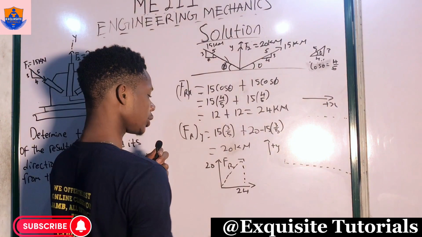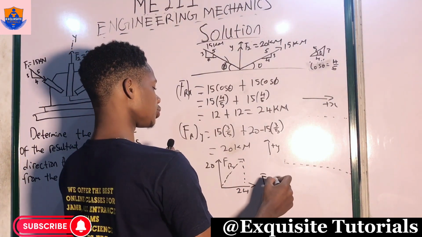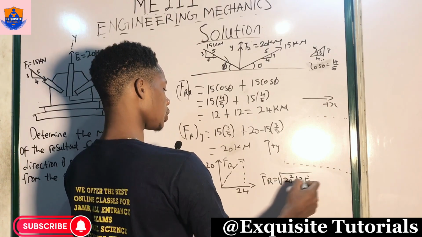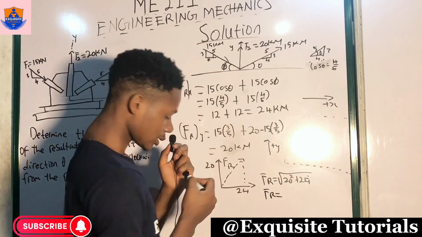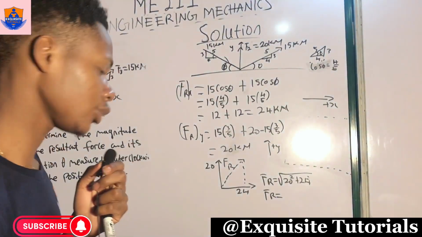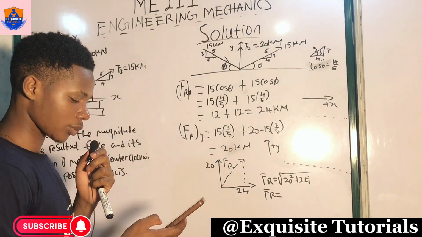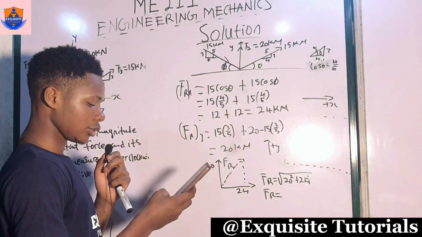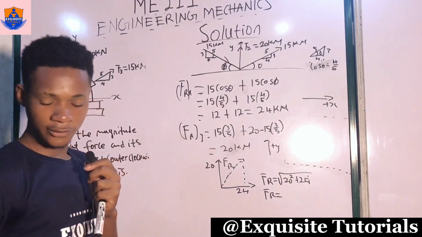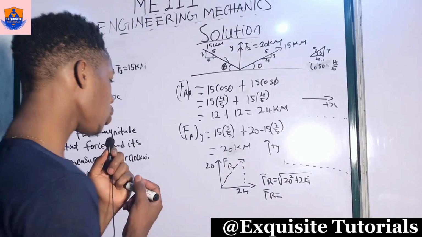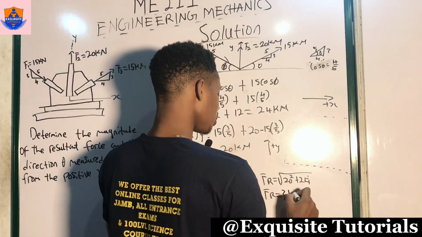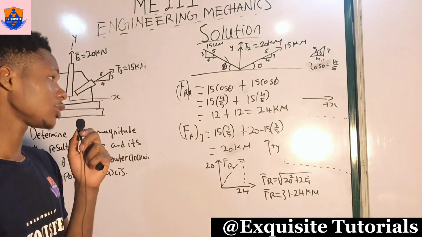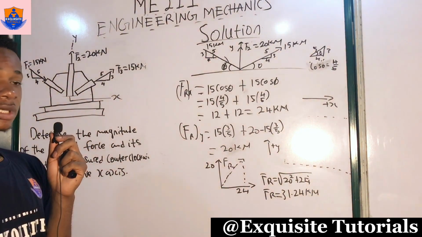Okay, applying Pythagoras theorem, we get the resultant force Fr to be the square root of 20 squared plus 24 squared. I'll be making use of my calculator this time around to get the value of the resultant force. The resultant force is given as the square root of 20 squared plus 24 squared. That will give us a value of 31.24 kilonewtons to 2 decimal places. I'm just leaving it to 2 decimal places. Of course, the question did not ask us how many decimal places, but I just decided to leave it like that.